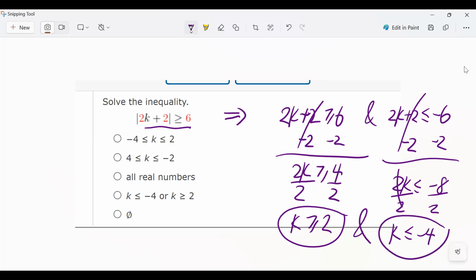I think we're using all of them, so use all. The answer is this: k less than or equal to negative 4, or k greater than or equal to 2. Any questions?